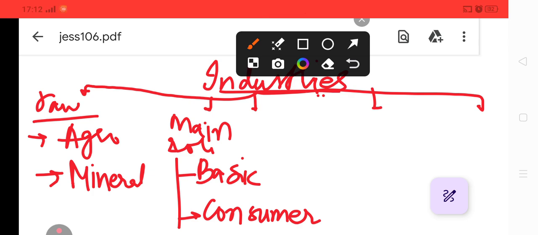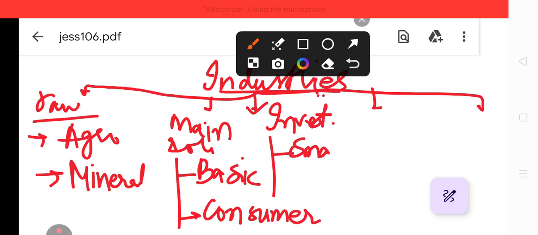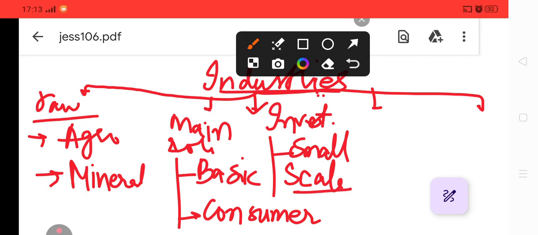Okay, now next is on the basis of capital investment. So I'm just writing invest. Okay, so in invest we have just one type, that is small scale. I'm just writing small scale, but the full form is small scale industry.